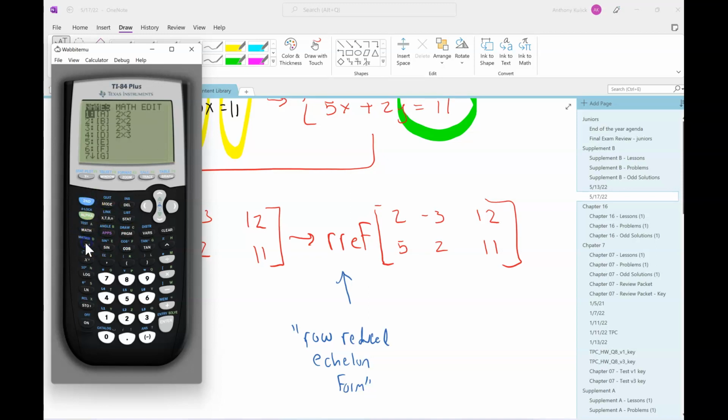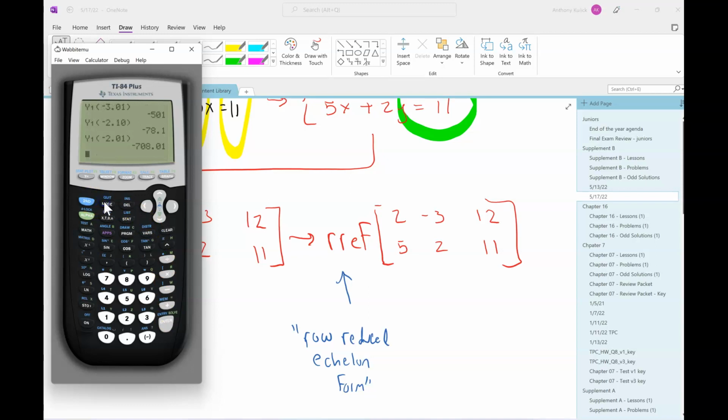So let's go ahead and show you what we end up with. I'm going to take matrix A and change it to a 2x3. And I'm going to type in the matrix that we have written down on our paper. Everybody's cool?